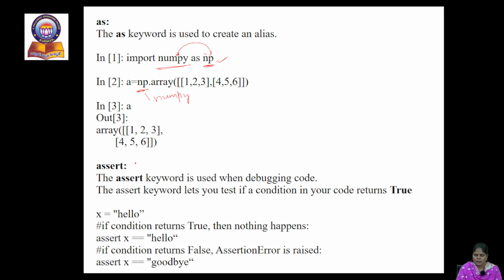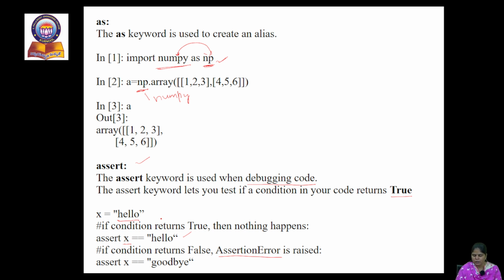Next is the assert keyword. As I mentioned, it is used for debugging purposes. It will pass every time the condition is true. If at all it is given a false value, then it will raise an exception called AssertionError. So x equal to hello, then assert x equal to hello. As I already mentioned, the x value is hello. Now I am checking whether this is true or false. It is true, so no exception has been raised.